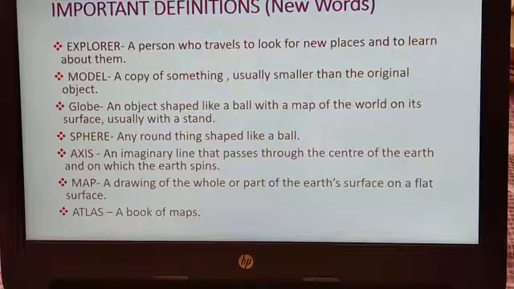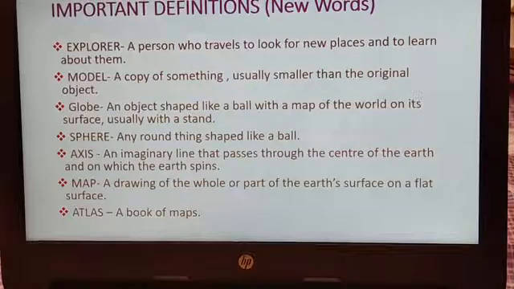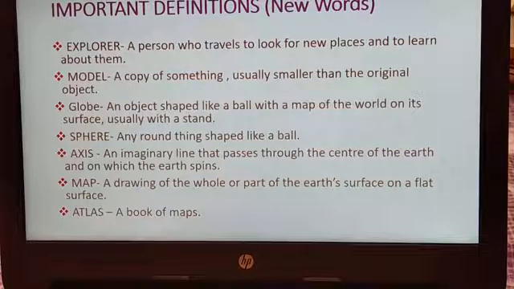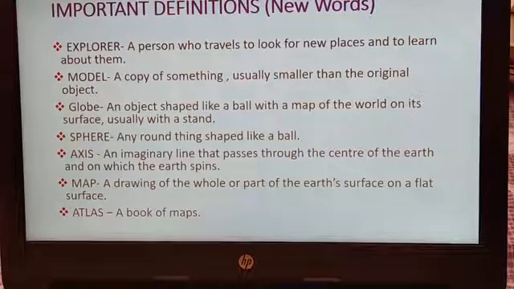And lastly, a very, very small definition of atlas: a book of maps, a book in which different kinds of maps are compiled. Maps like maps of world, maps of Asia, maps of Africa, Australia. Then different kinds of maps are also compiled, like physical, political, thematic.